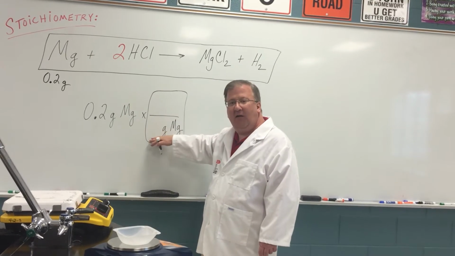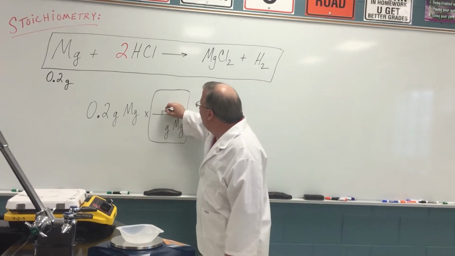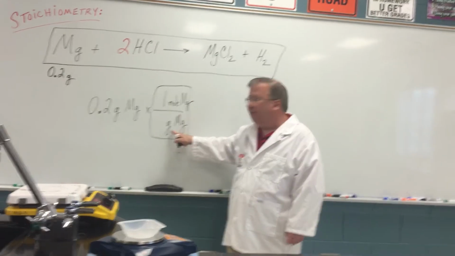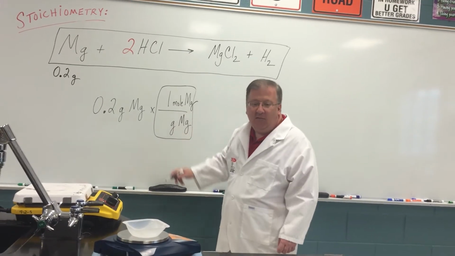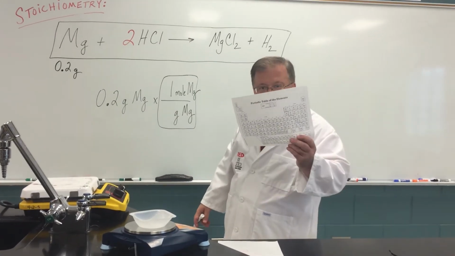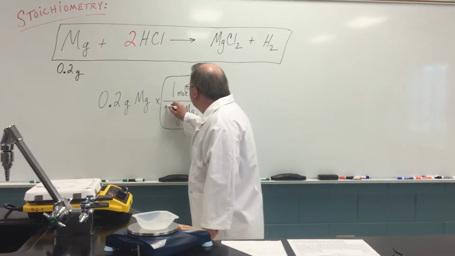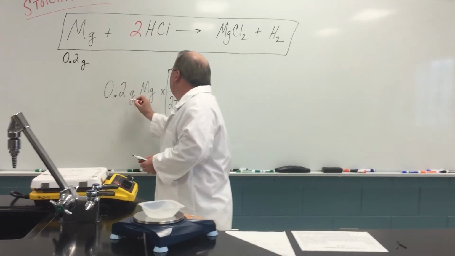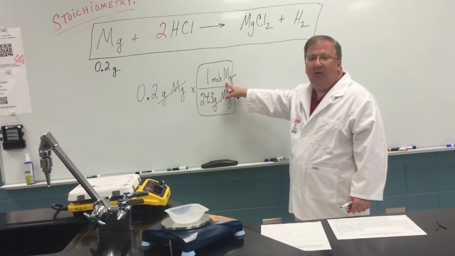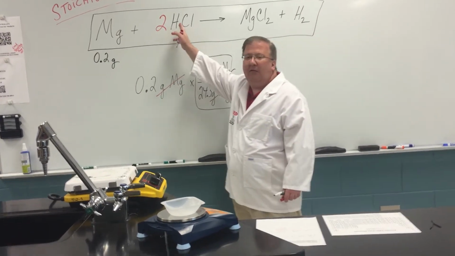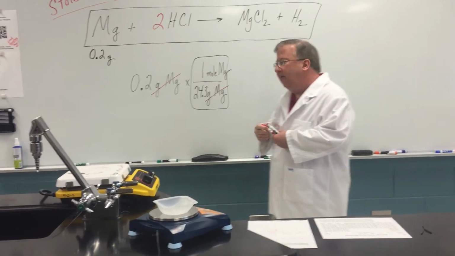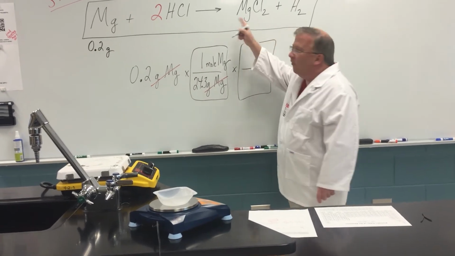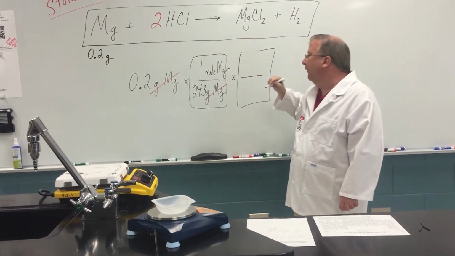I can always go from grams of any atom or element into 1 mole by looking on the periodic table and writing down the atomic mass for that element. Magnesium has an atomic mass, if you look at the periodic table, of 24.3 grams. Now, the grams cancel, and we're left with moles of magnesium. But ultimately, I want to know how many grams of hydrochloric acid can be made. So the next calculation will be what we call a mole-to-mole ratio based on this balanced equation before you here.